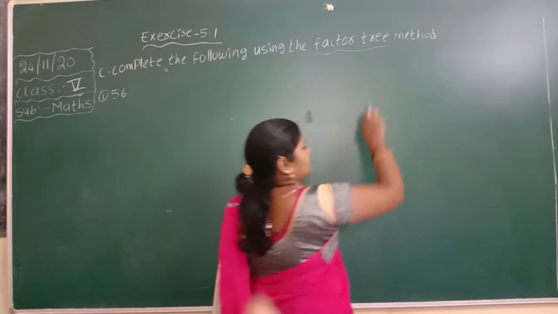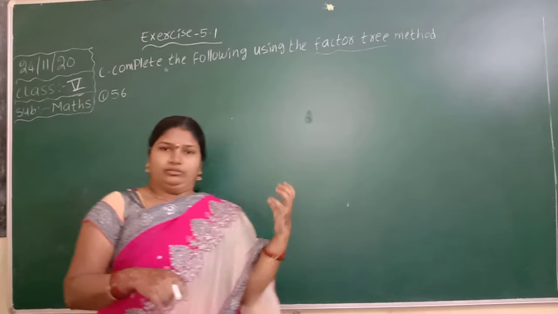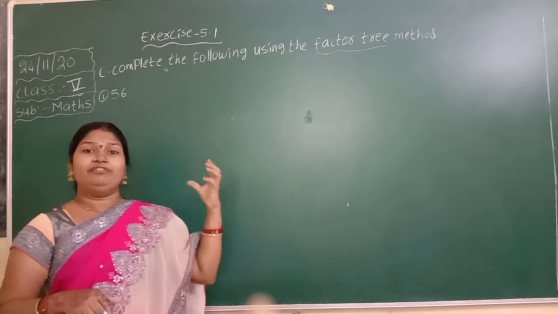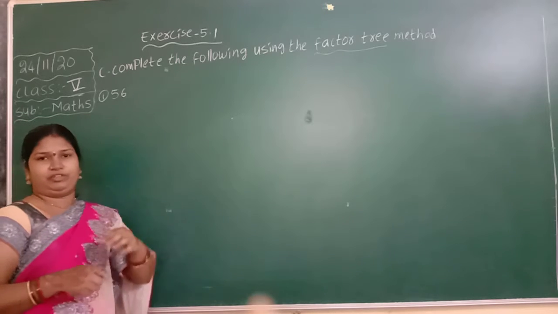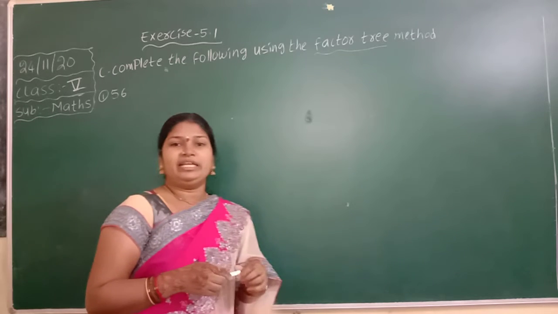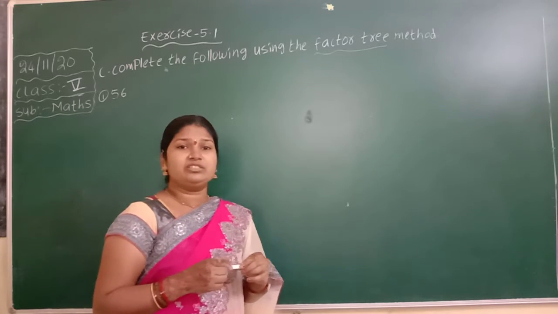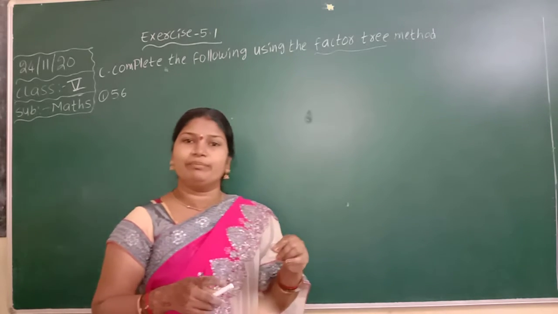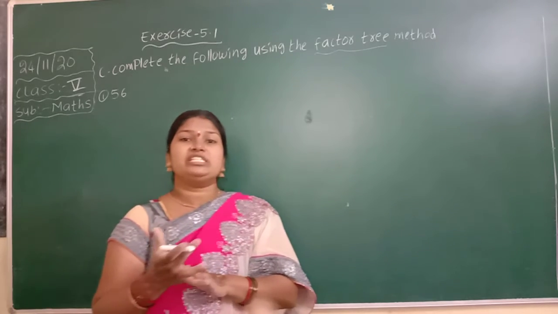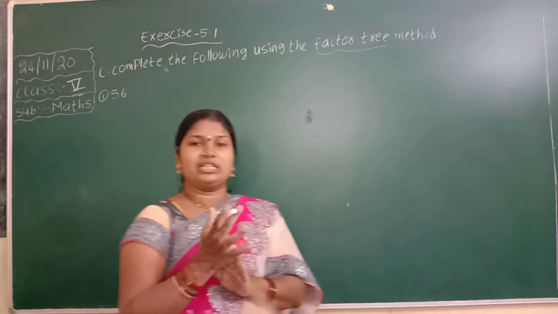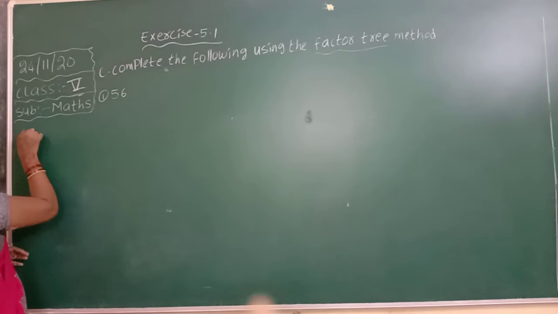Which method are we using here? They specially mentioned that you have to find it using the factor tree method. Okay. Here they gave the first number, 56. What do you mean by factor tree method? Factor tree method means you have to find the factors of the given number tree-wise, using prime numbers. First of all, the solution.